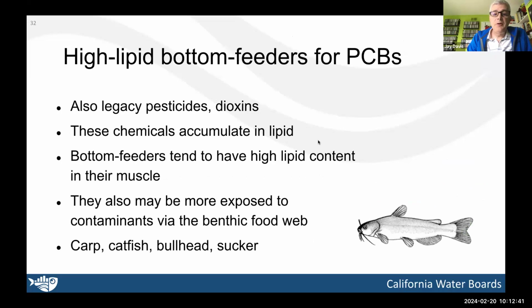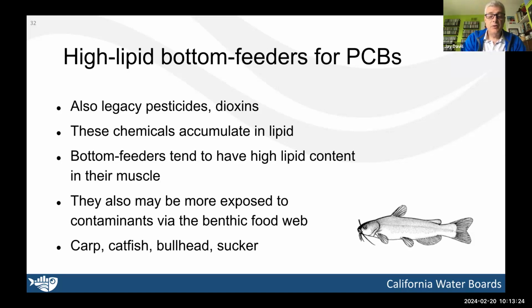For PCBs and organochlorine pesticides and dioxins, a different approach is best, where you look at species that have relatively high fat content. Lipid is another term for the fat content. These chemicals accumulate in the lipid, and these bottom feeders have relatively high lipid in their muscle tissue, and in their bodies in general. So they are stronger accumulators of PCBs and DDTs.